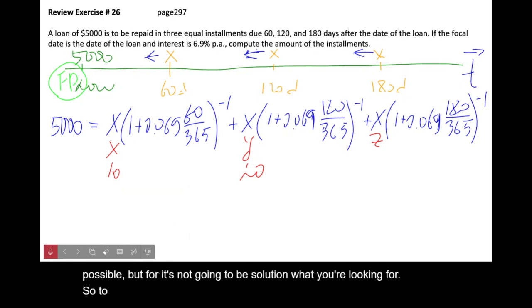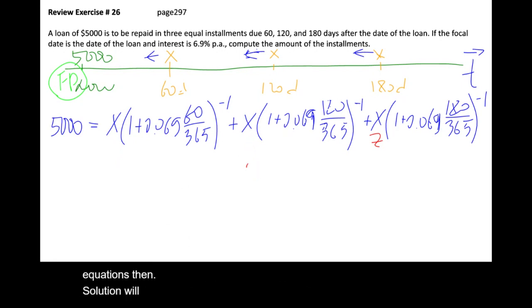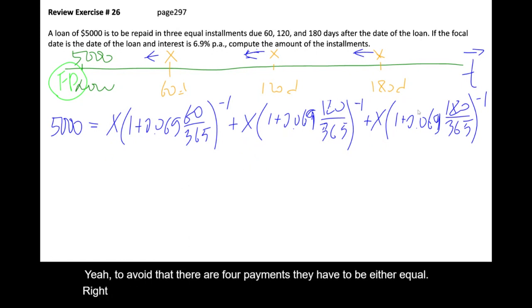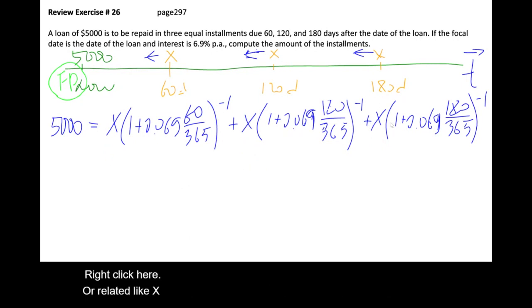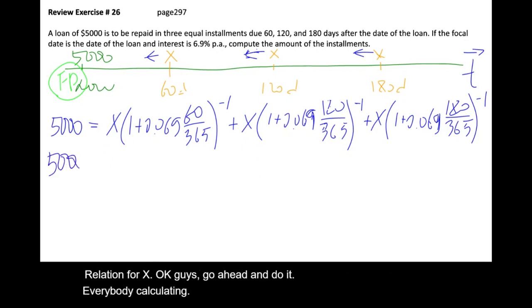So to solve an equation with 3 unknowns, we have to have 3 actual equations. Then the solution will be unique, right? To avoid that, the payments have to be either equal, like here, or related, like x, 2x, or 1/3 x, or any other relation to x. Okay, guys, go ahead and do it. Everybody calculating. Okay, I'm not gonna show steps, I just calculate.